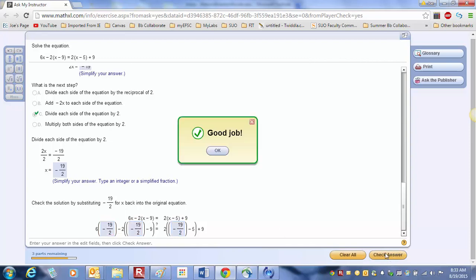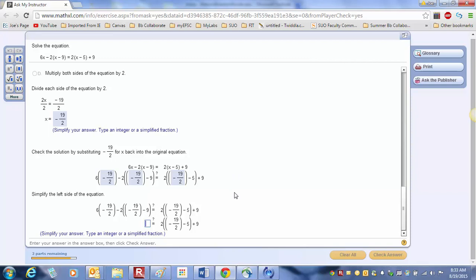Let's check. Alright. Now notice that the first thing we need to do here is multiply. If you multiply 6 times this fraction, we can divide first. 6 divided by 2 is 3. And then we need to multiply 3 times 19. 3 times 9 is 27, 3 times 1 is 3, and 2, 5. So this whole thing becomes negative 57.